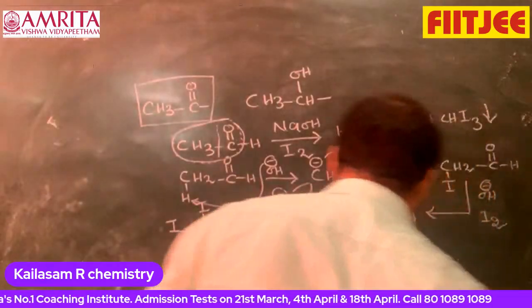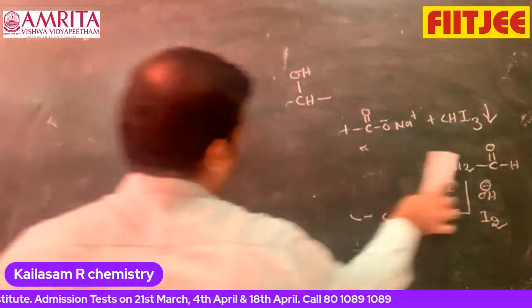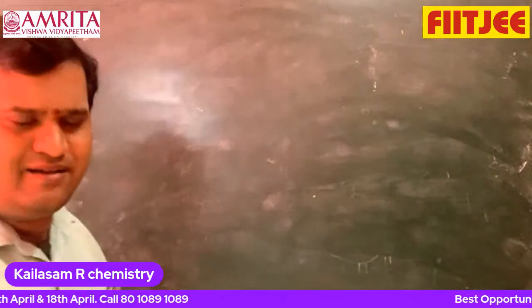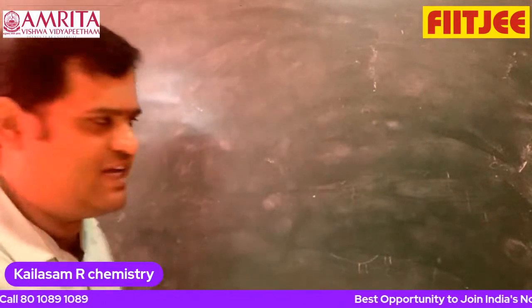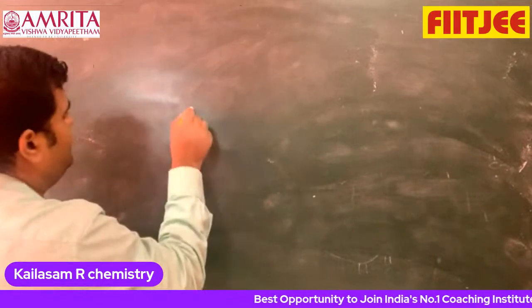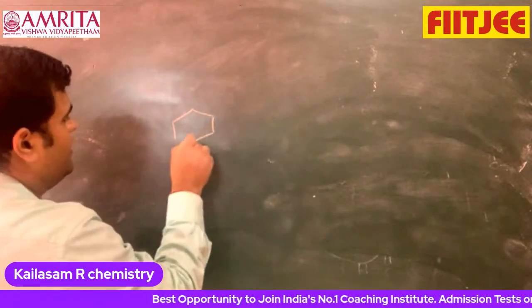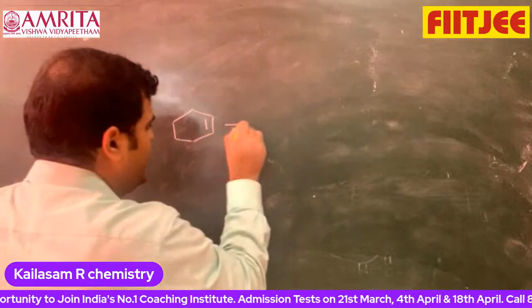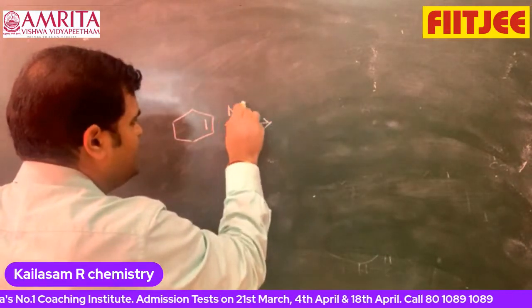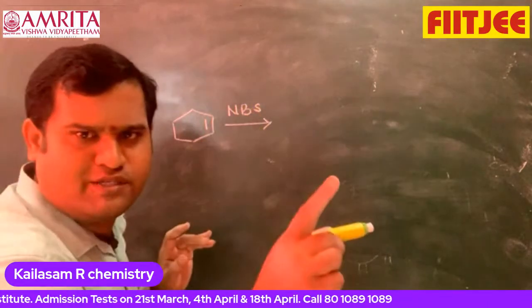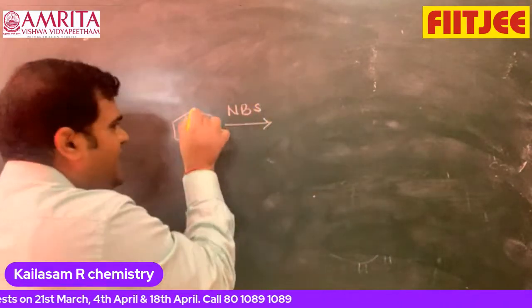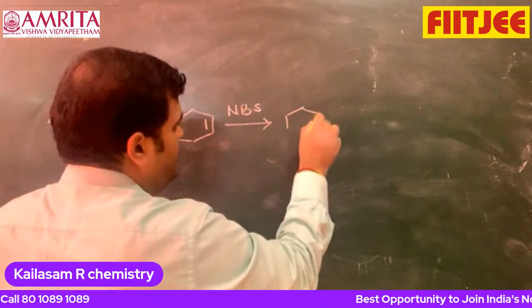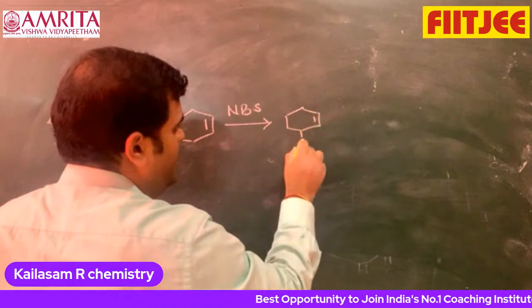Listen. In the exam, what will they ask you? I'll take one simple idea for the iodoform reaction. Look at this. I'm taking a cyclohexene. In cyclohexene, I'm adding NBS. What is NBS? N-bromosuccinimide. So it is an allylic or benzylic substitution. This is called the allylic carbon. So Br is substituted. I can say here is Br.